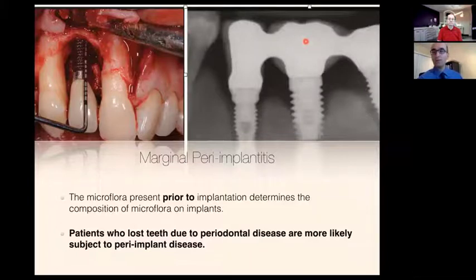So if they are losing teeth because of the bone loss, because of the periodontal diseases, then there is a very high possibility that they lose the implants because of the same phenomena.